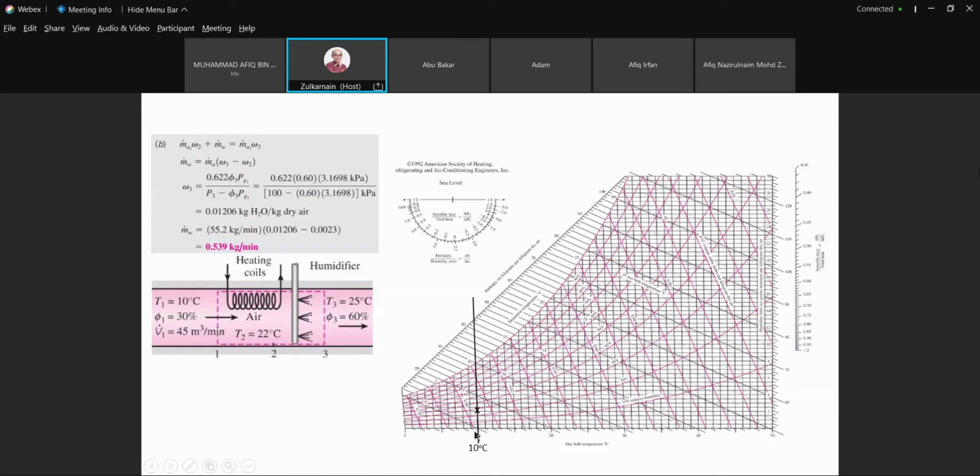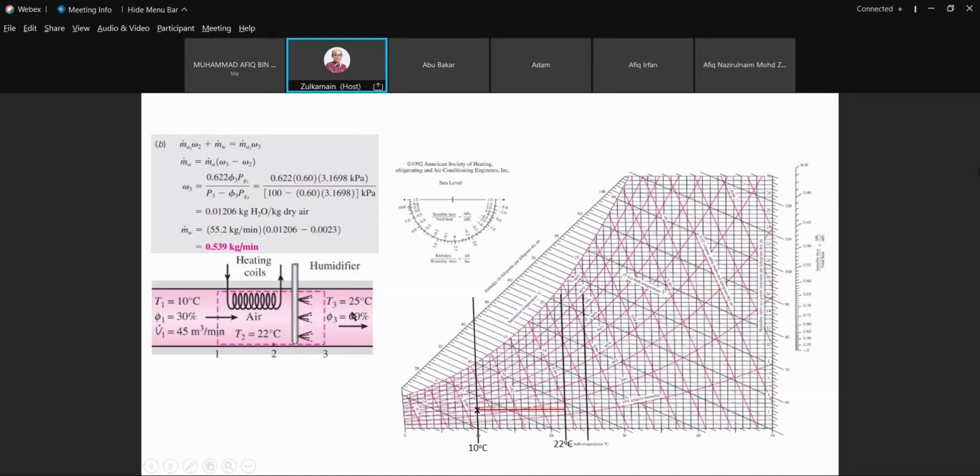Then that should be 0.1. And then we try to get 0.2 at 22 degrees C. So this is 0.1, and then we are going to sketch the 0.2. The 0.2 should be horizontally equivalent to omega 1 equal to omega 2. So this is the process from 1 to 2, to the right. That is the process.